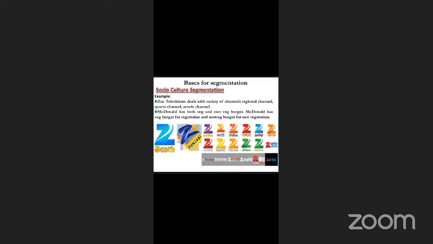So our culture, our religion: some cultures will eat vegetarian, and some people will prefer vegetarian as well as non-vegetarian also. So according to their tastes, the socio-cultural segmentation will be done. That is Telugu. We can see Z, how Z has targeted its audiences.